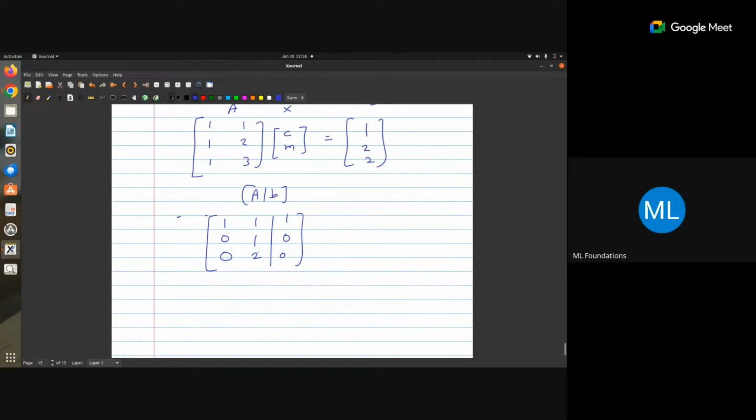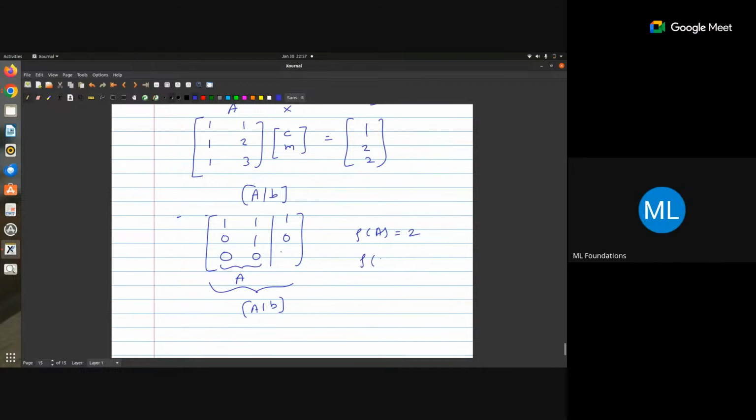What I have to do next is I have to subtract. Yes, done. This is the final answer, right? Or should I do all the operations? No, that's fine. This is A, and this entire part is A augmented B, right? What is the rank of A? 2, and what is the rank of the augmented matrix?